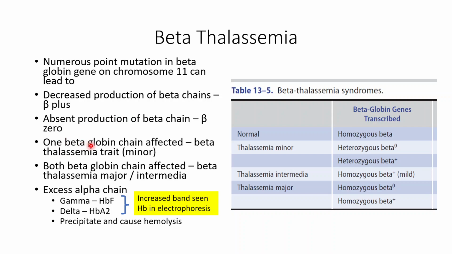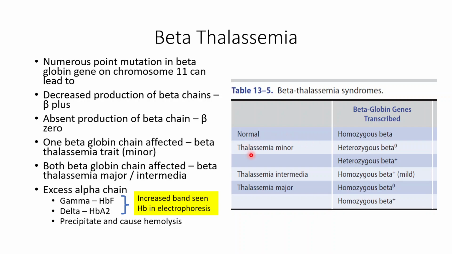If one beta globin gene is affected, it is called a minor condition or beta thalassemia trait. If both are affected, it is called beta thalassemia major or intermedia. So let us see this classification. In the normal condition, we have homozygous beta. We have two beta genes, and as we have seen earlier, both genes are functioning normally.